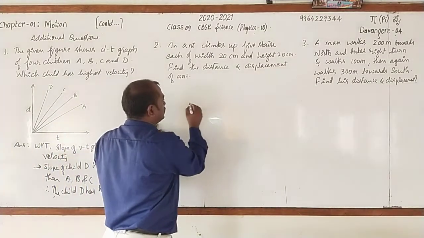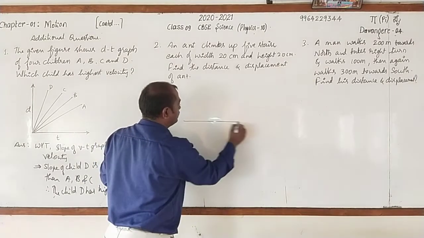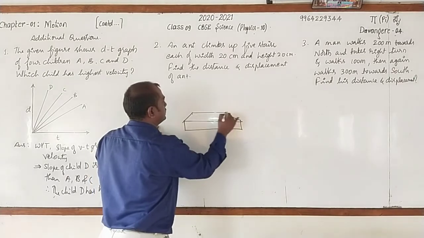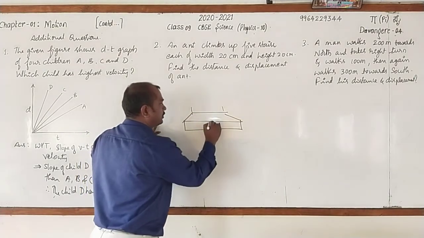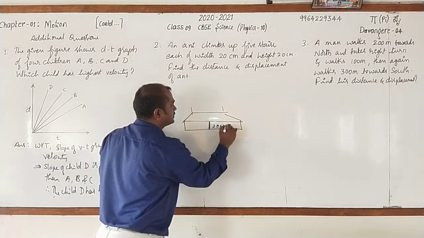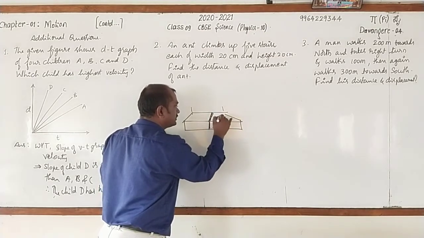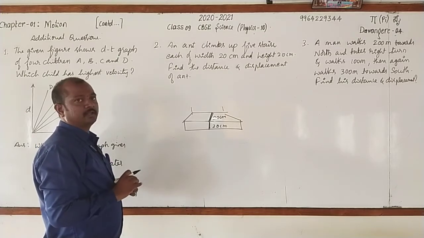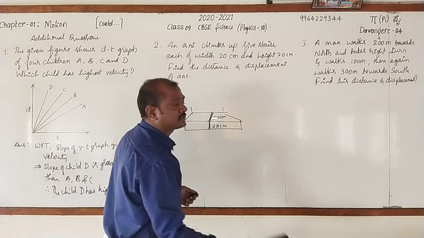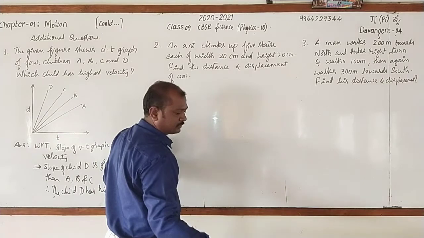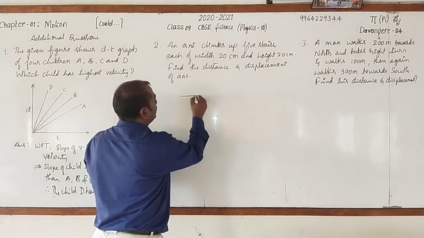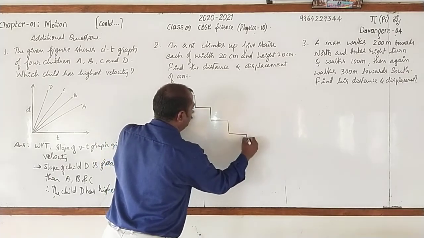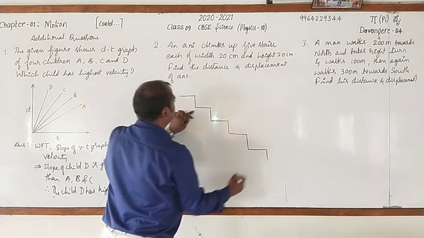Look here, I am going to draw the steps. In general, we will draw in this way. This is the step. Here, what is the height? It is 20 centimeter. Width is also 20 centimeter. How many such steps are there? There are 5 such steps. I am going to draw that. Here, 1, 2, 3, 4 and 5.